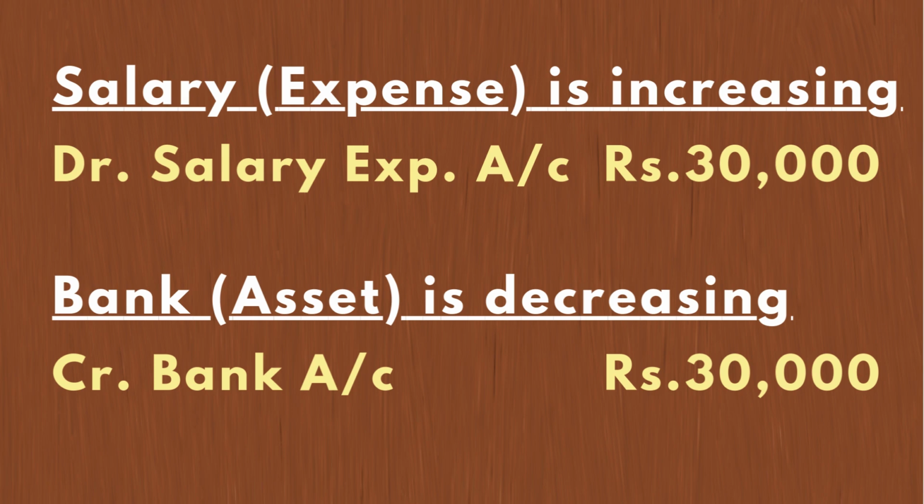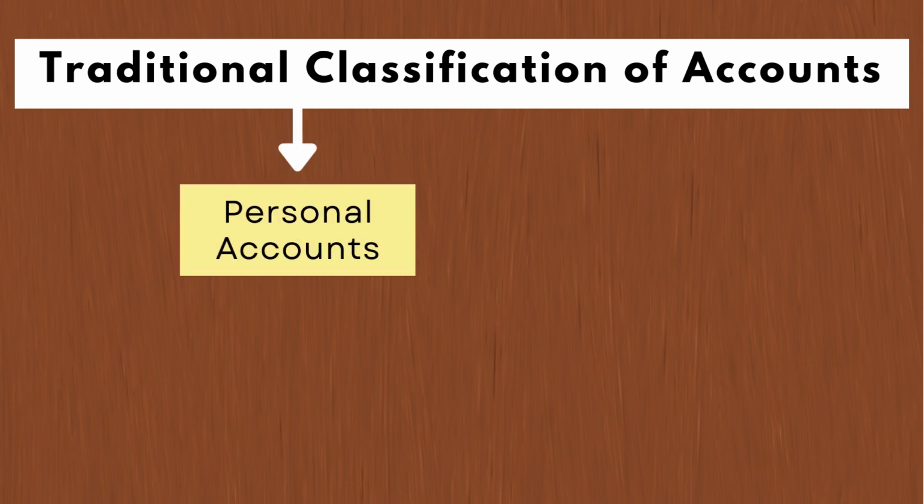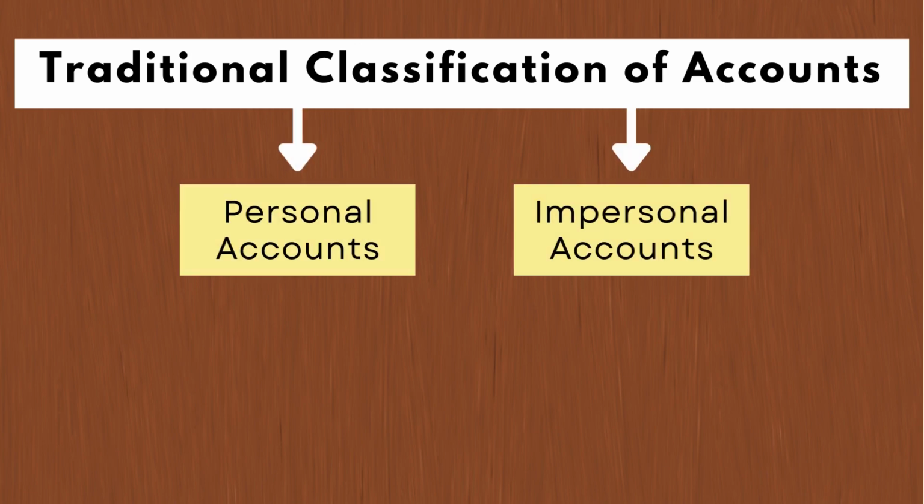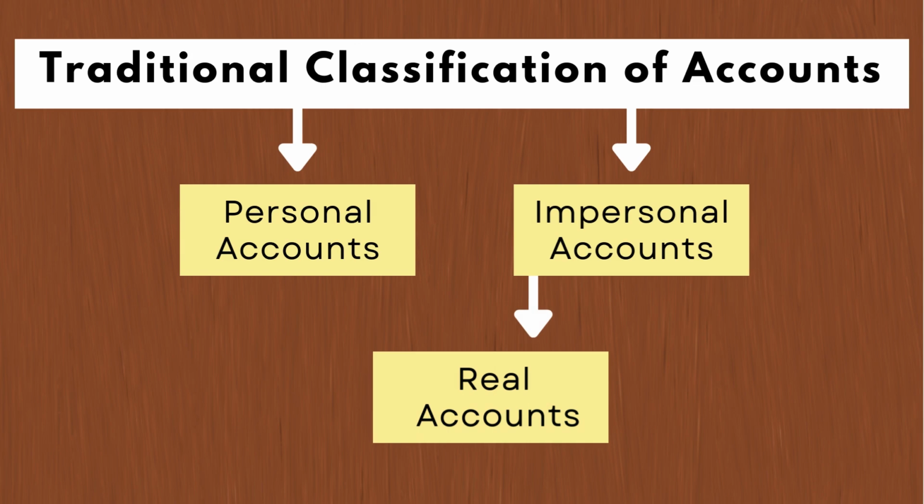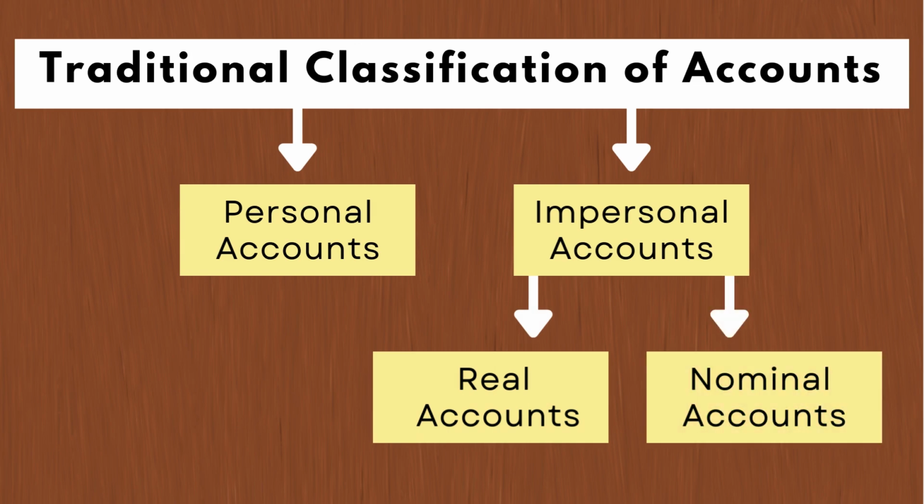Though the modern approach is the easiest way to decide the debit and credit entries, there is a traditional approach too, under which the accounts are classified into personal and impersonal accounts. Impersonal accounts are further classified as real and nominal accounts. Under this traditional approach, we have the golden rules of accounting for debit and credit, which you should be aware of for any exam or job interviews. Let's have a quick look.